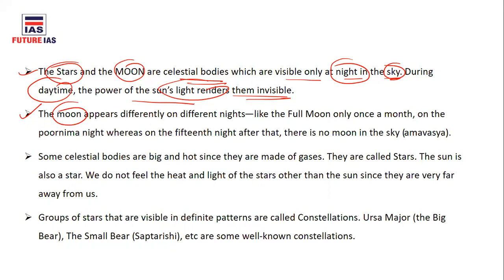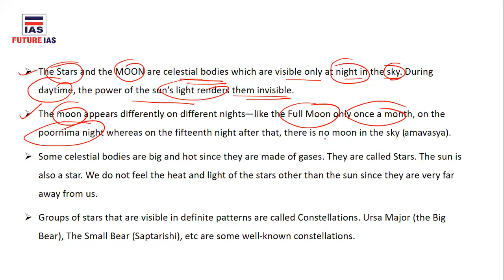Now this moon also appears differently on different nights. For example, there is one full moon on one day in a month. That means once in a month there is a full moon, which is on the Purnima night, the 15th night.